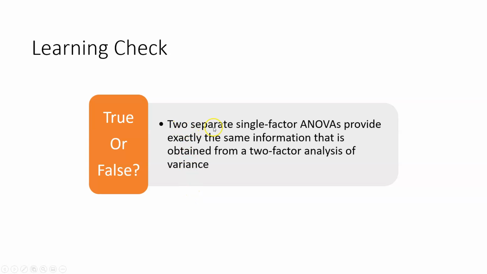What about this item? 2 separate single-factor ANOVAs provide exactly the same information that is obtained from a 2-factor analysis of variance. True or false? Pause your video and continue when you're ready. The answer here again is false, and the reason why is because in 2 separate single-factor ANOVAs, all you would learn is what the main effect of the first factor was and the main effect of the second factor. What you get from a two-factor analysis of variance is the interaction between the two variables. So that's a third piece of information that you wouldn't get if you just did two one-way ANOVAs.